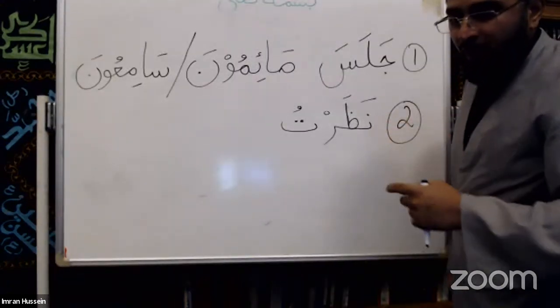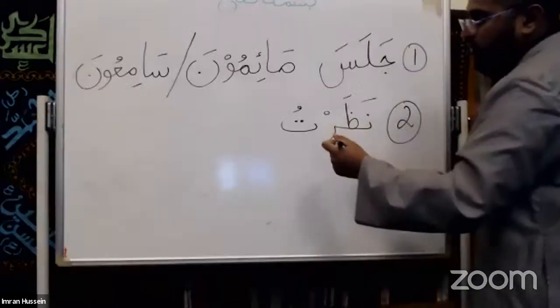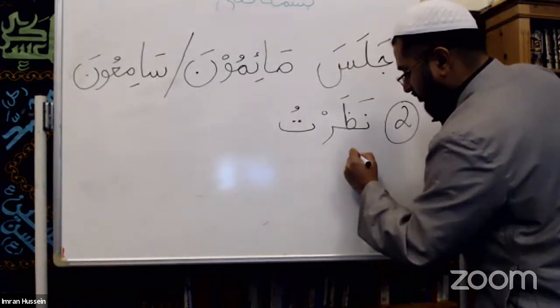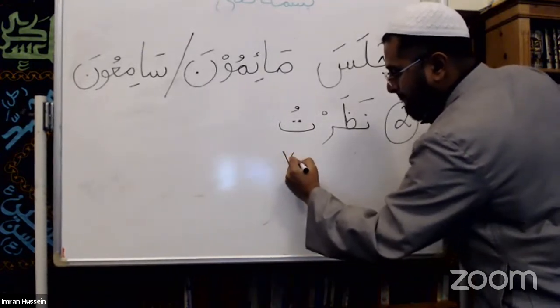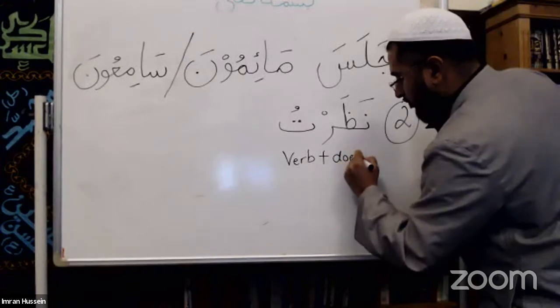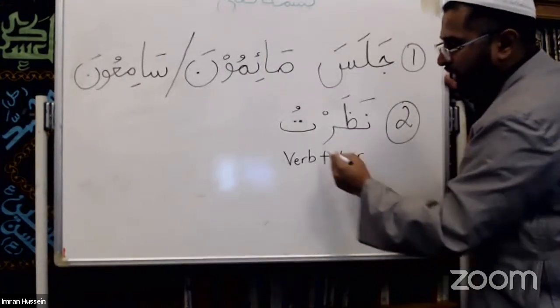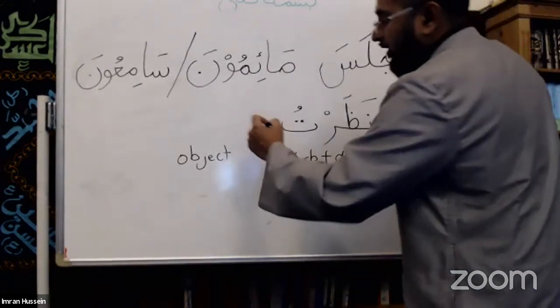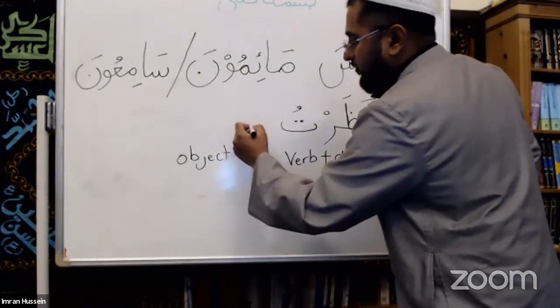Nadara means he saw. And nadartu, who is seeing? I saw. Yeah, nadartu, I saw, okay? So here we say verb plus doer. Who's the doer? I. Then the object. So I saw, what did you see? The listeners. Nadartu sami'in. So here, I'll show you.